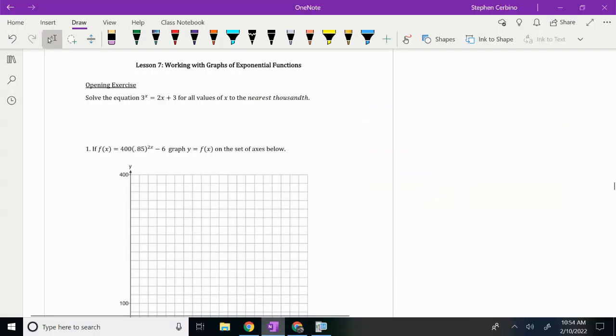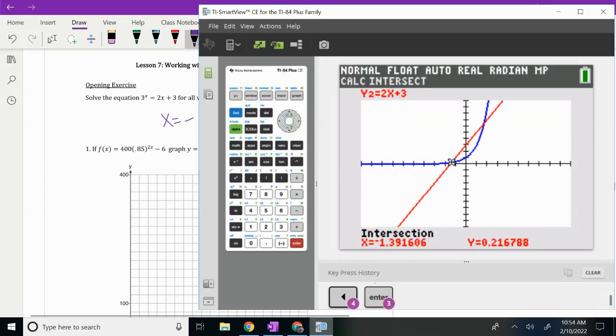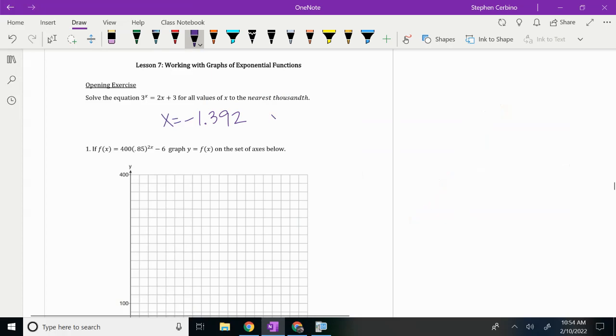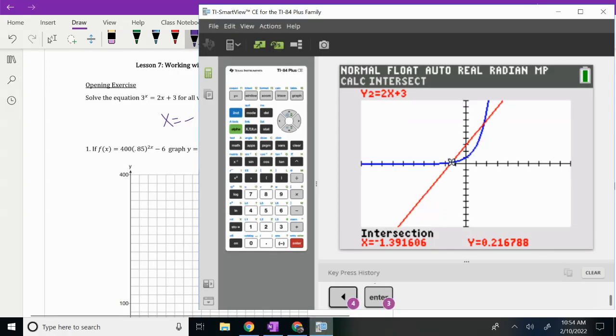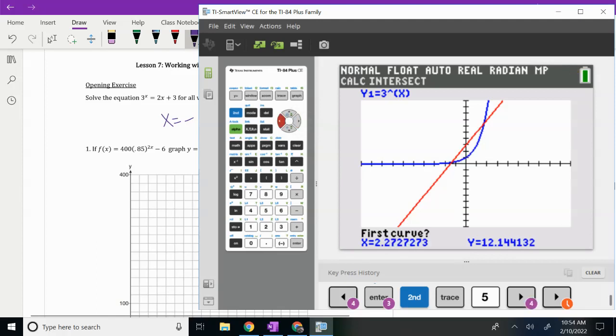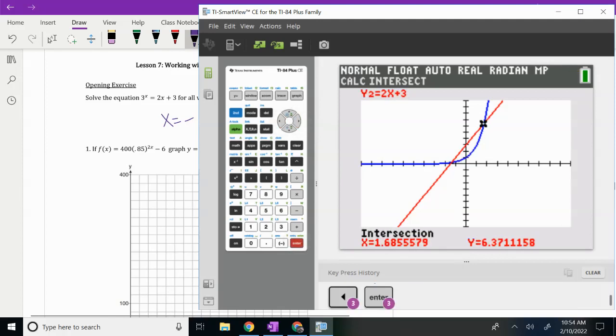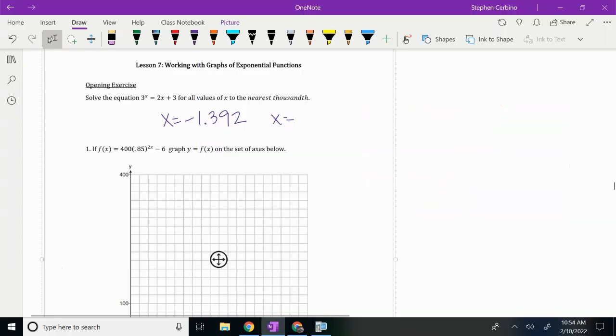1,000, 3 decimal places. So we have x equals negative 1.392. Thanks, Sydney. And we also have x equals whatever this other one is. Second trace, option 5. Scroll way over here to the other one. Not that far. Enter 3 times, and we get 1.686.